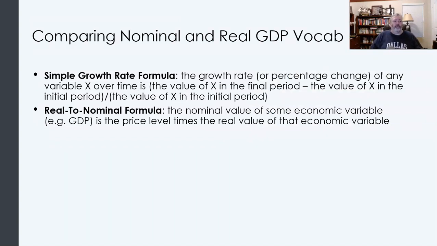All right. So the simple growth rate, or the percentage change of any two numbers, is new minus old, the difference, the change, divided by the initial number that it's changing from. New minus old divided by old. And then you multiply that by 100 to slide those 2 decimal places over, right? That's just changing from a decimal to a percentage, because when you talk about growth rate, you're talking about a percentage change. Real to nominal formula: the nominal value of some economic variable is the price level times the real value of that economic variable.